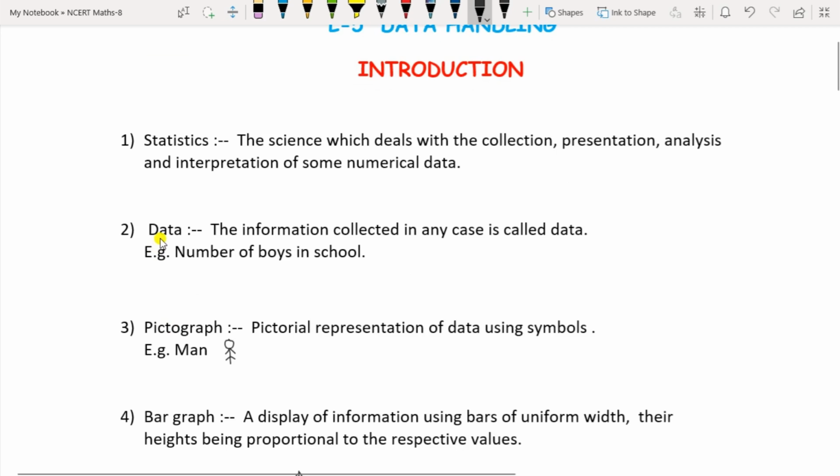Now what is data? The second term is data. The information collected in any case is called data. For example, the number of boys in the school: that information we are collecting, so it is called data.